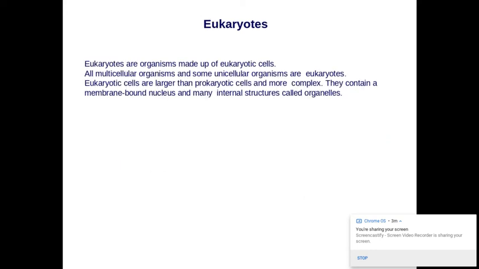Under eukaryotic, eukaryotes are made of eukaryotic cells. They are usually multicellular organisms. Examples would be plants, animals, and fungus. Those are all eukaryotic cells. Eukaryotic cells are usually larger and more complex. And they have a membrane-bound nucleus, meaning a nucleus that is surrounded by a membrane, and they have organelles. When you were in 4th or 5th grade, you learned parts of the cell, but the science word for parts of the cell is organelles.